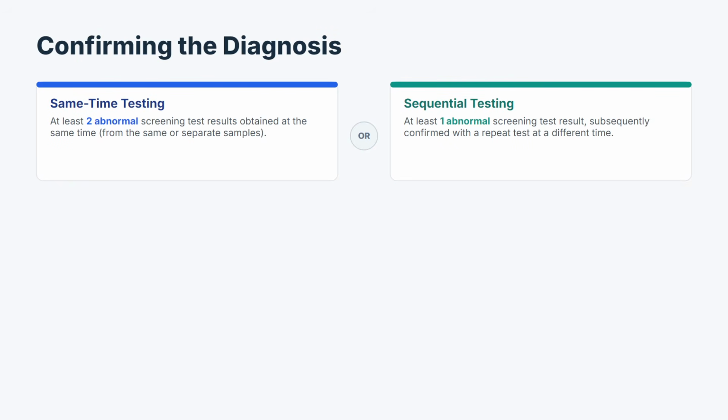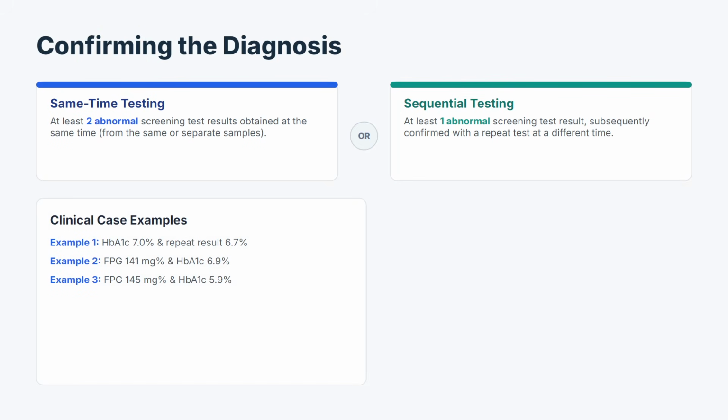So, let's discuss this with the help of some examples. First example, the patient is having HbA1c 7% and we have repeated the HbA1c, it has come out to be 6.7%. Both are above the cutoff, so this will be diagnosed as diabetes. Second example, on the first visit itself, the patient's fasting plasma glucose is 141, which is well above the cutoff, and HbA1c is 6.9, which is again above the cutoff. This patient will also be labeled as diabetes.